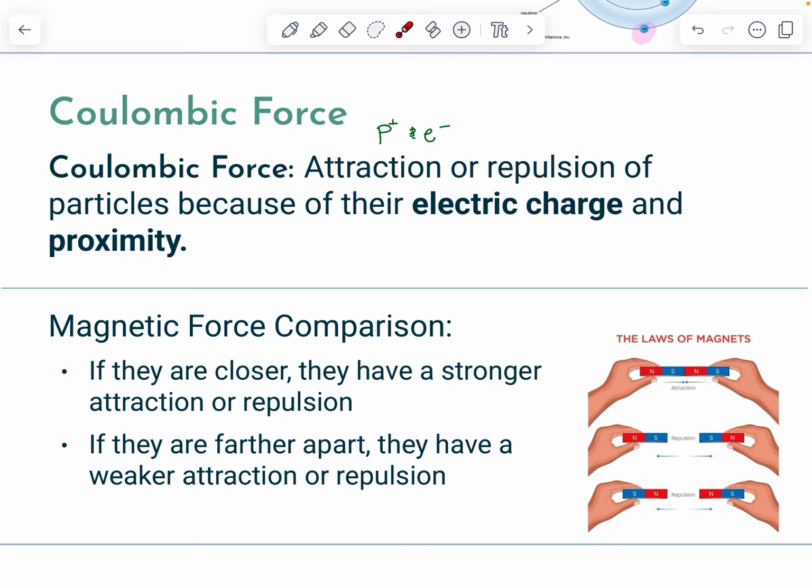And that's why we can't really feel that push and pull with magnets if those are farther away, but we can feel that push and pull when we move them close together. So the same thing happens with our protons and our electrons. So we're going to focus on that proximity aspect, that closeness of the electrons. And that electric charge, that's like the strength of a magnet. Do you have a strong magnet or a weak magnet?